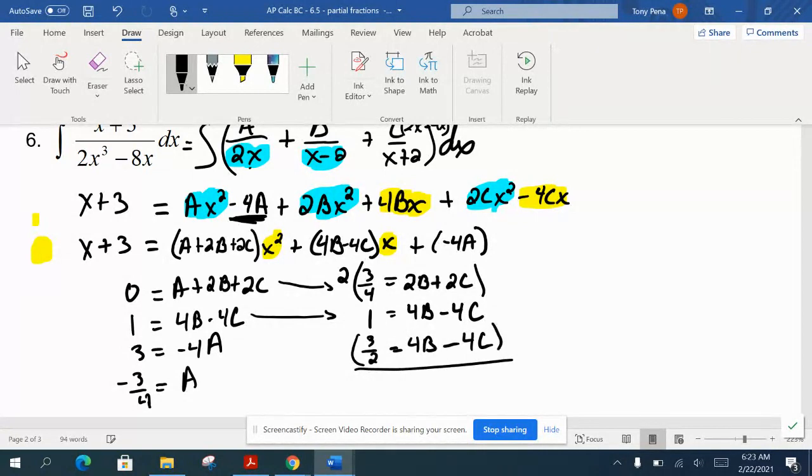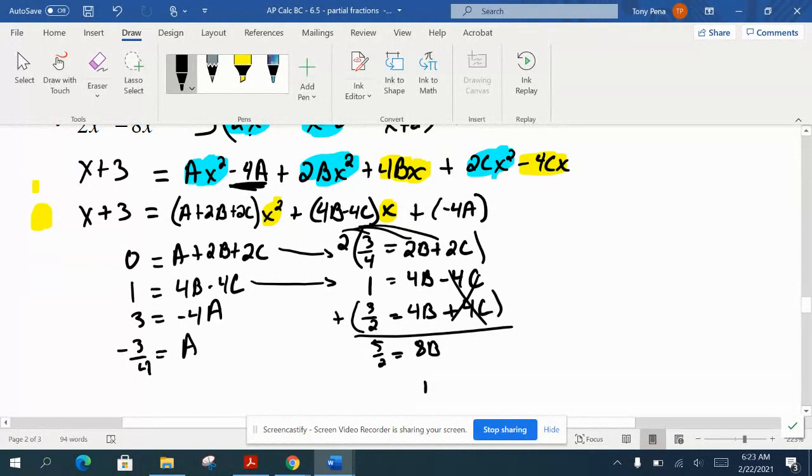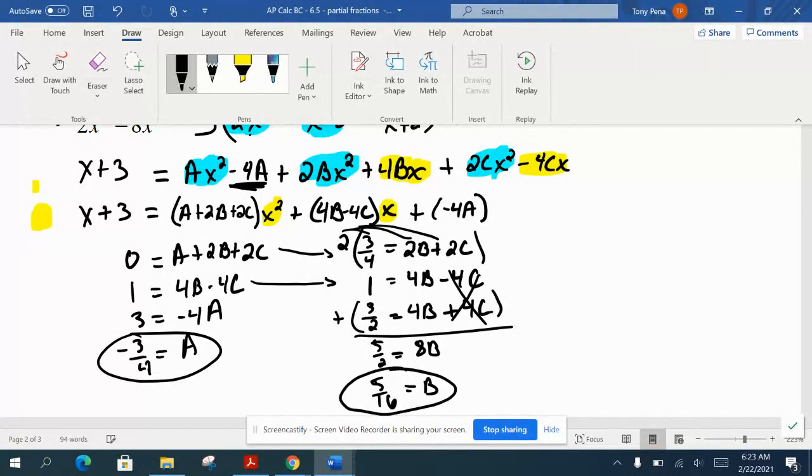So then that's going to allow me to, let's see here. That should be plus 4c, yeah. So I'll just distribute here. So then what I'm going to do is add. So this will give me 5/2 equals 8b, and then these guys would cancel. So then we now have b to be 5/16. So we have a, we have b, and then mercifully, all we need now is c.